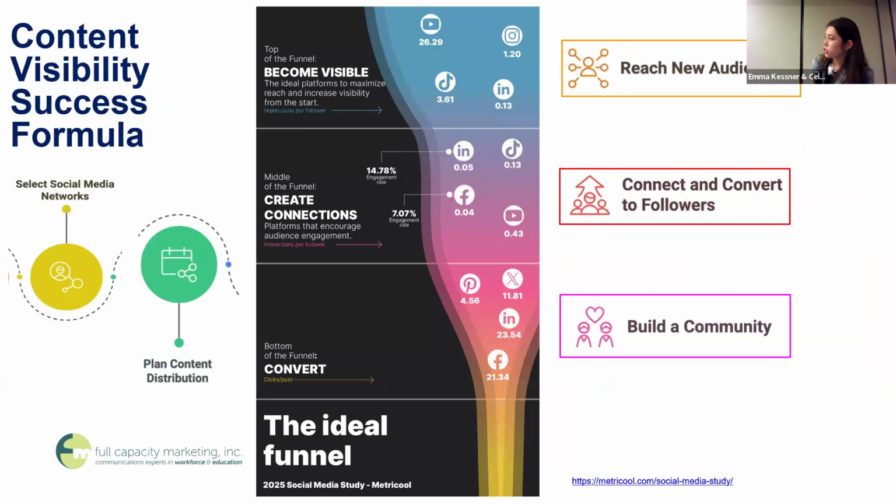So I thought this chart was really cool. It aligns well with the visibility success formula on the best platforms for reaching those new audiences, creating those connections, and then ultimately building community and converting into clicks and leads or going to your website, whatever that conversion part of it is. And this goes into selecting the social media platforms that you want to use.